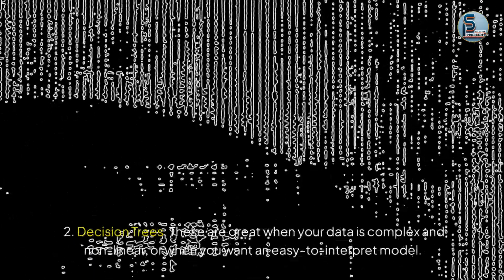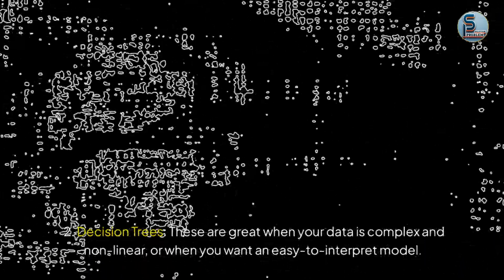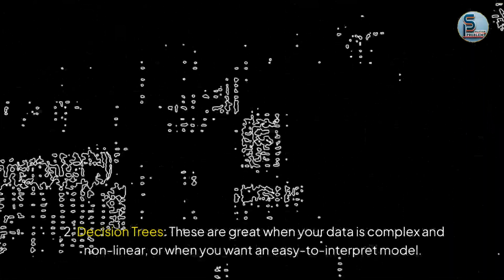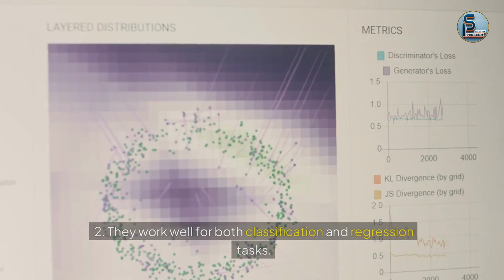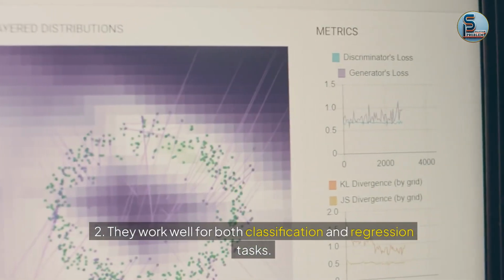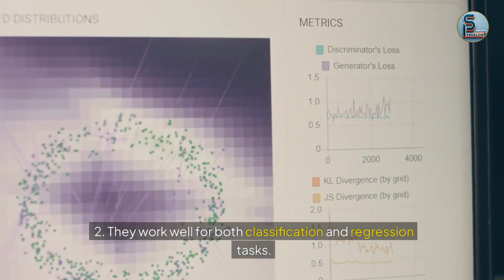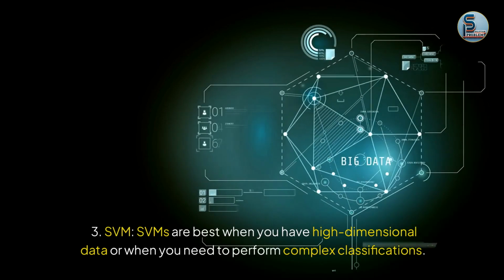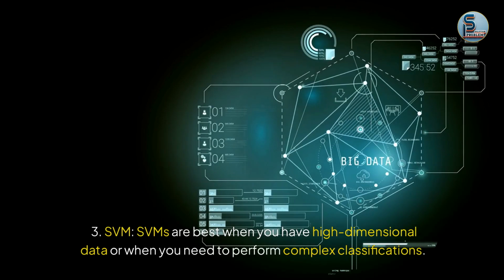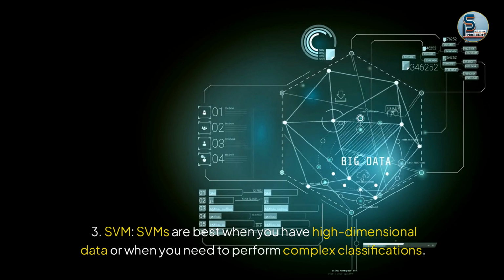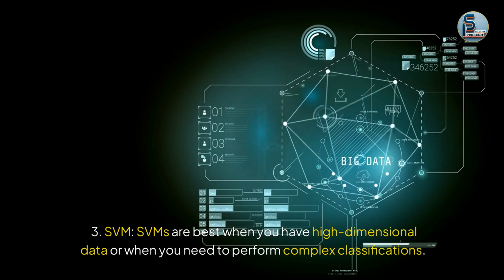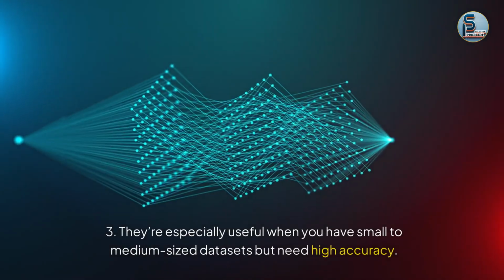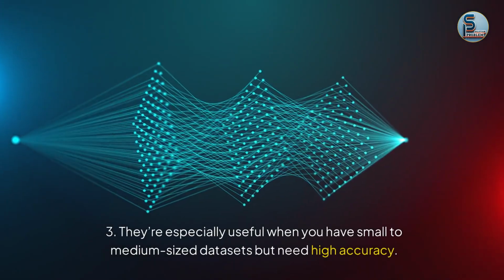2. Decision trees. These are great when your data is complex and nonlinear, or when you want an easy-to-interpret model. They work well for both classification and regression tasks. 3. SVM. SVMs are best when you have high-dimensional data, or when you need to perform complex classifications. They're especially useful when you have small to medium-sized datasets but need high accuracy.